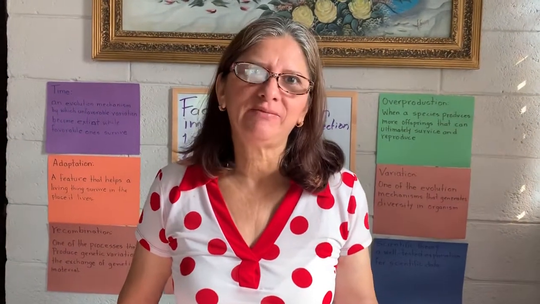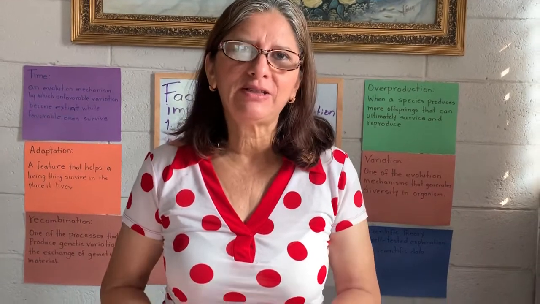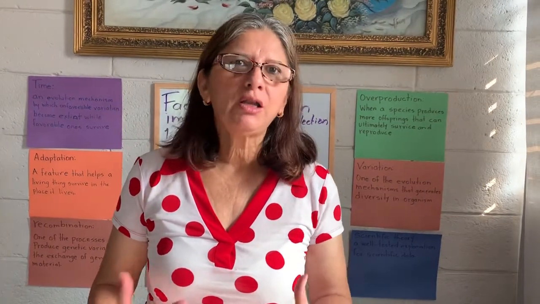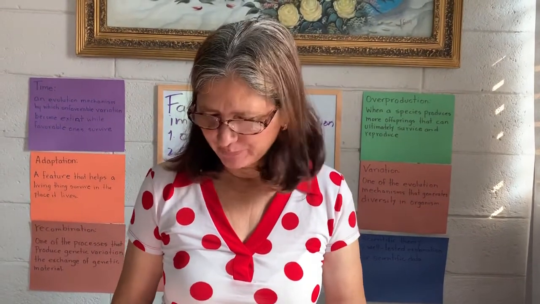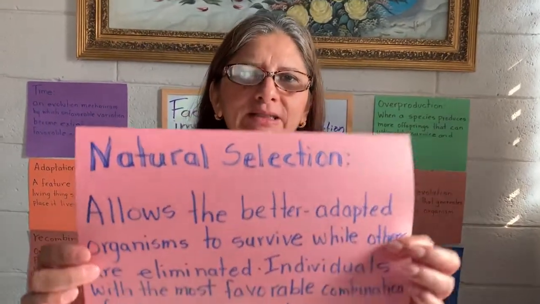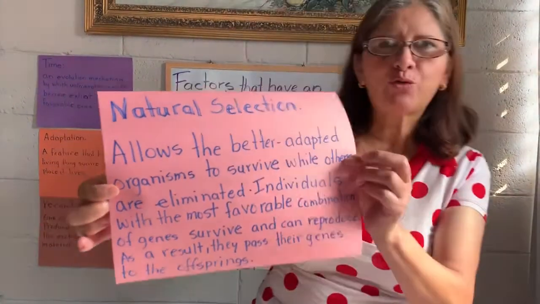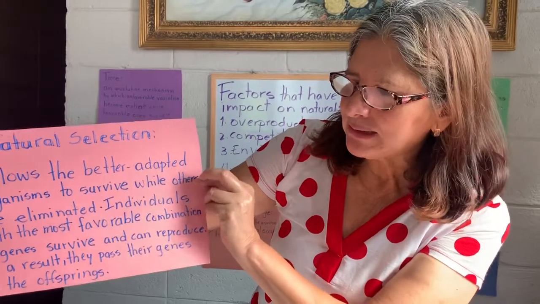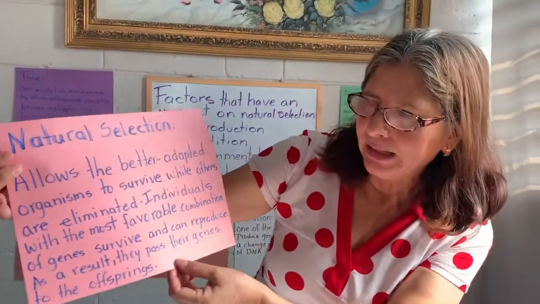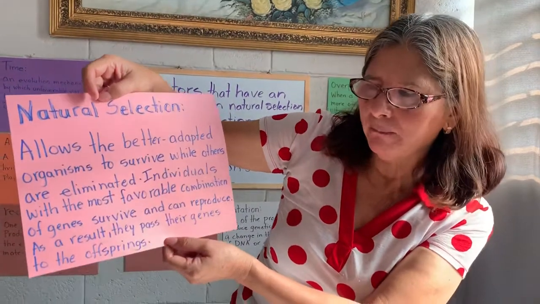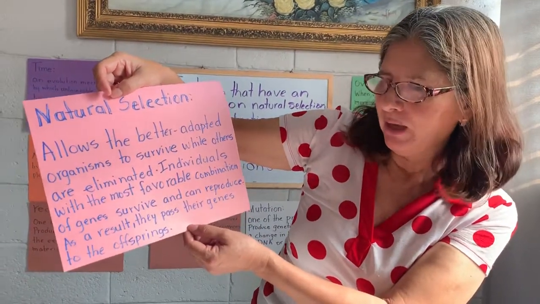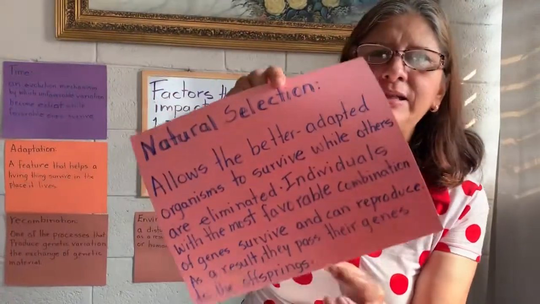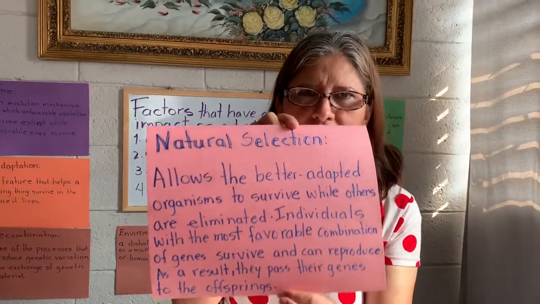You have seen this topic earlier: what is natural selection? Today we will continue talking about Charles Darwin's theory of natural selection. For that, I'm going to remind you what natural selection is. As you read, natural selection allows a better adapted organism to survive while others are eliminated. Individuals with the most favorable combination of genes survive and can reproduce. As a result, they pass the genes to the offspring. This is the definition or concept of natural selection.